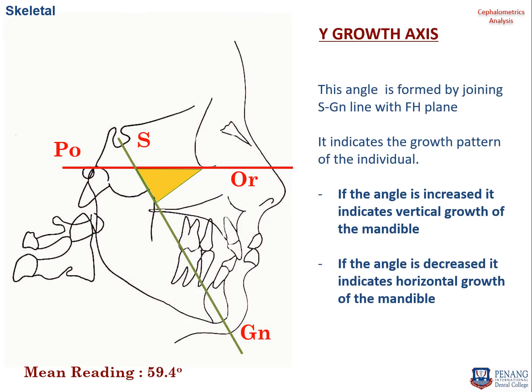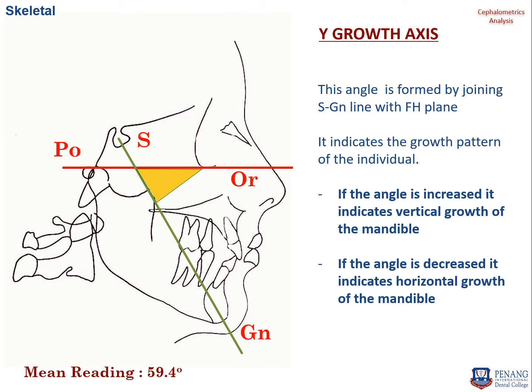The last skeletal parameter is Y growth axis. So basically here you have to construct two lines. One is the Frankfurt horizontal plane and another line which is running from Sella to Gnathion. And then the angle between these two planes will give you Y growth axis. Okay. Basically this indicates the growth pattern of that particular individual.